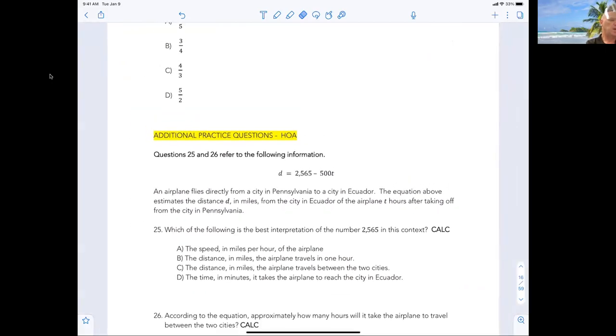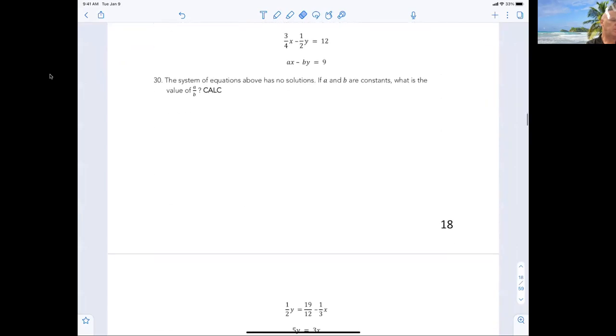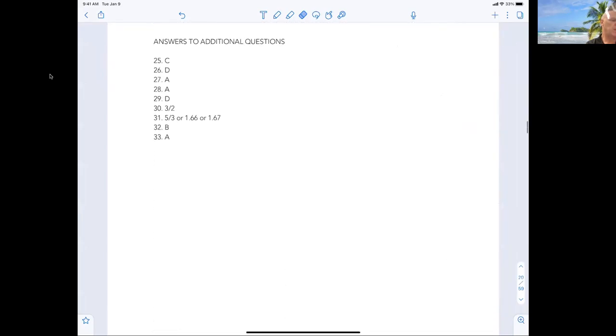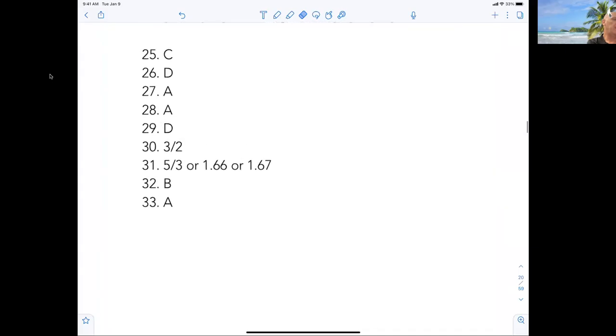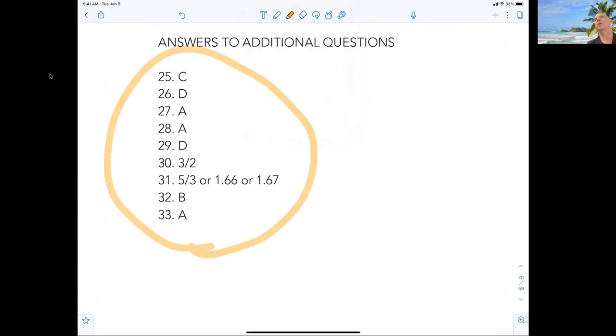Now look, additional practice. This is called Heart of Algebra. So 25, 26, 27, 28, 29, we gave you some practice problems here. And then guess what we did? At the end, I want everybody to take a look at this. We have the solutions for you. So these are things you can try on your own for a little bit of extra practice. Is everybody with me on that?